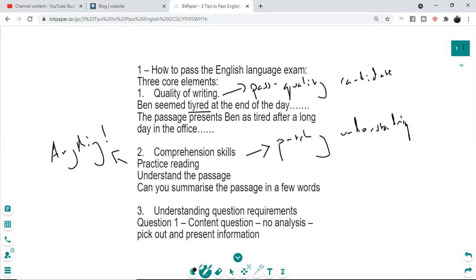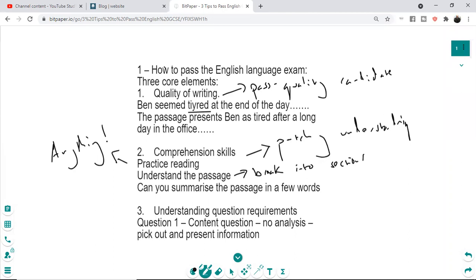Next tip here is with the passage itself, understanding the passage. One thing you can do is just quickly go through and break the passage into different sections. Okay, what's happening in this first section? What's happening in this next section? What's happening in this final section here? That really helps you to get a better feel for what's going on in the passage.